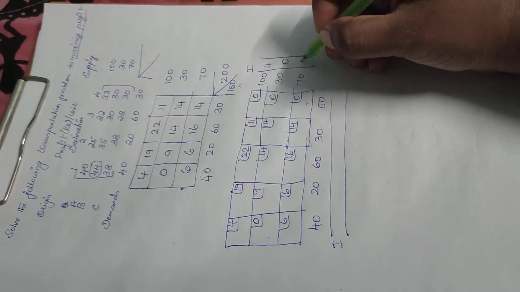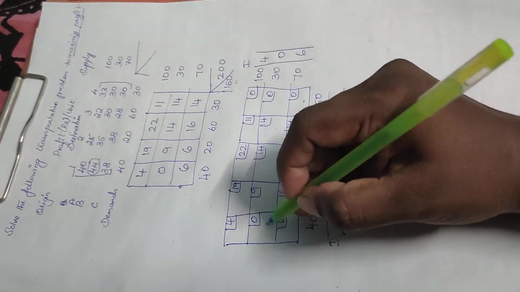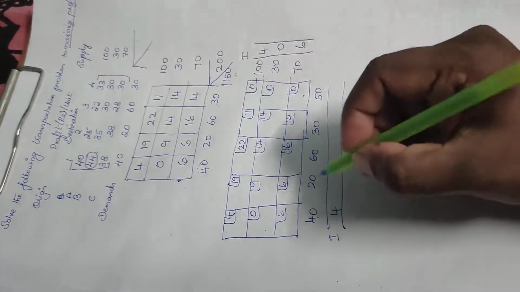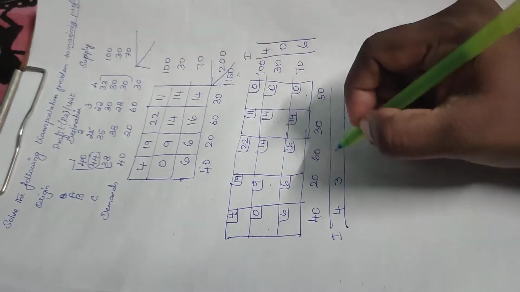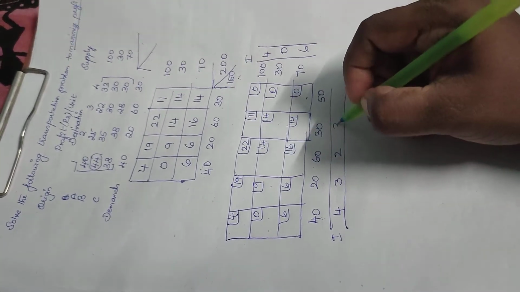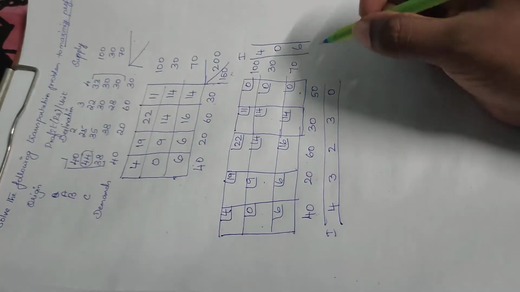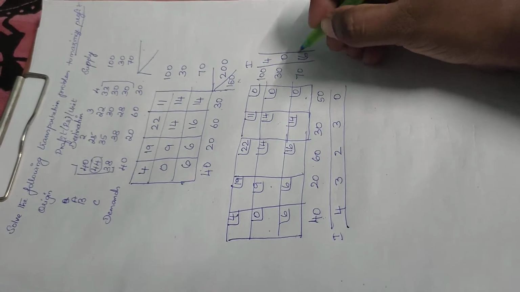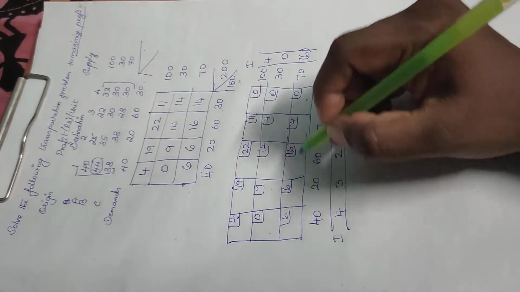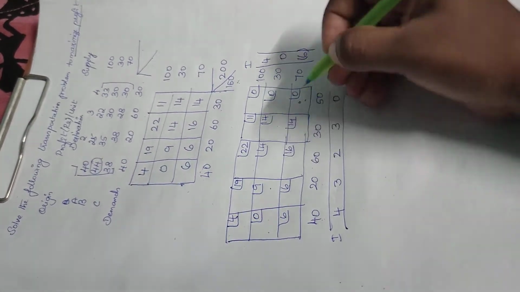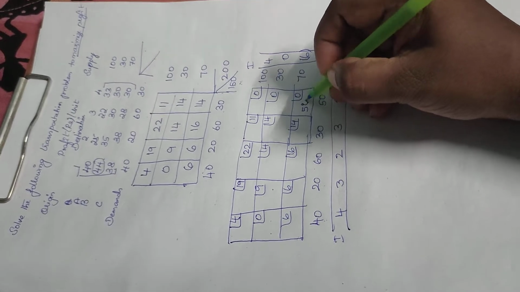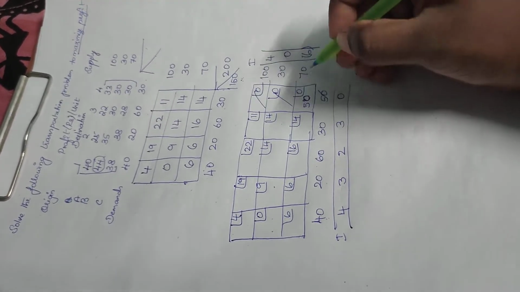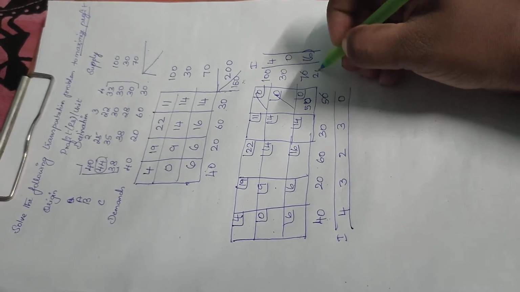Then you have 0 and 6, 6. Here it is 0 and 4, 4. Here you have 3, 2, 3 and 0. Of all the penalties, the highest penalty is this. Selecting this is the minimum value and the value allocated is 50 and we have 20 left.